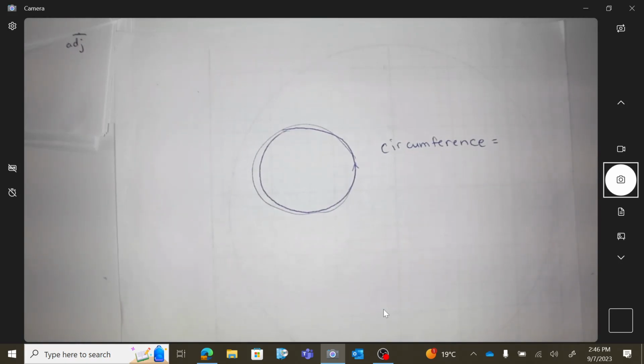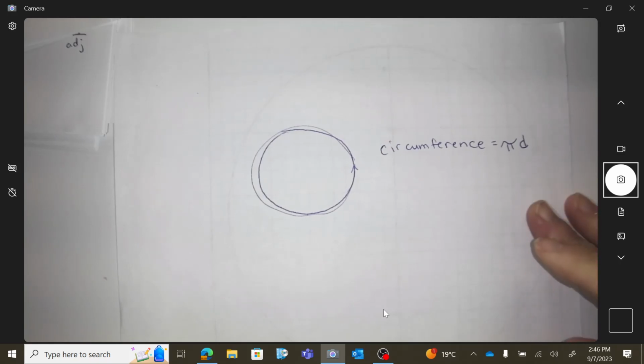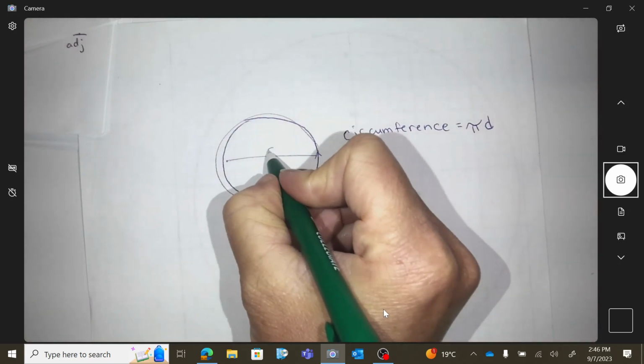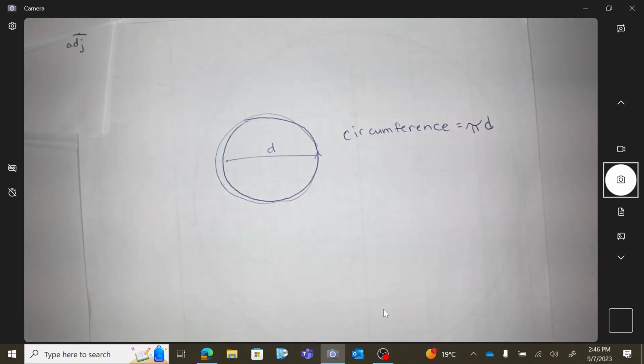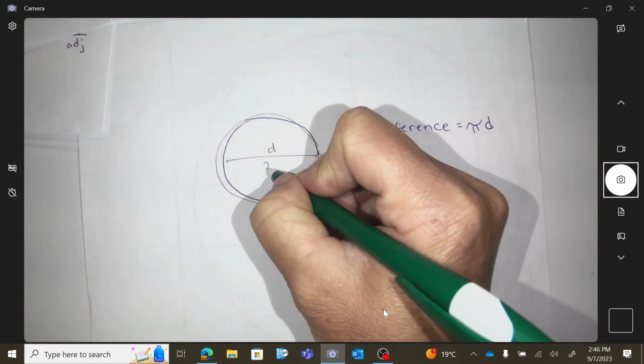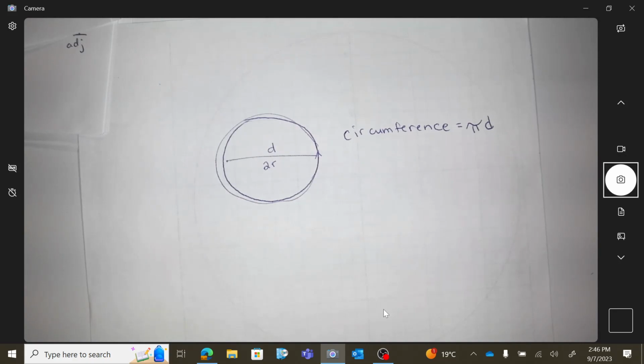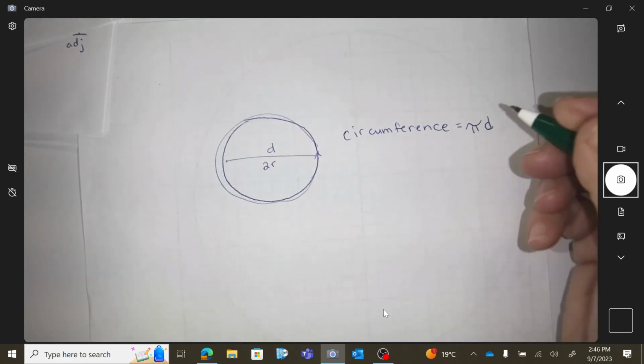Pi r squared is the area of a circle. Pi times diameter is the formula. Okay. Diameter. Would you be okay if I replaced diameter with 2 radius? Does that make sense? Would a diameter be the same as 2 radius?